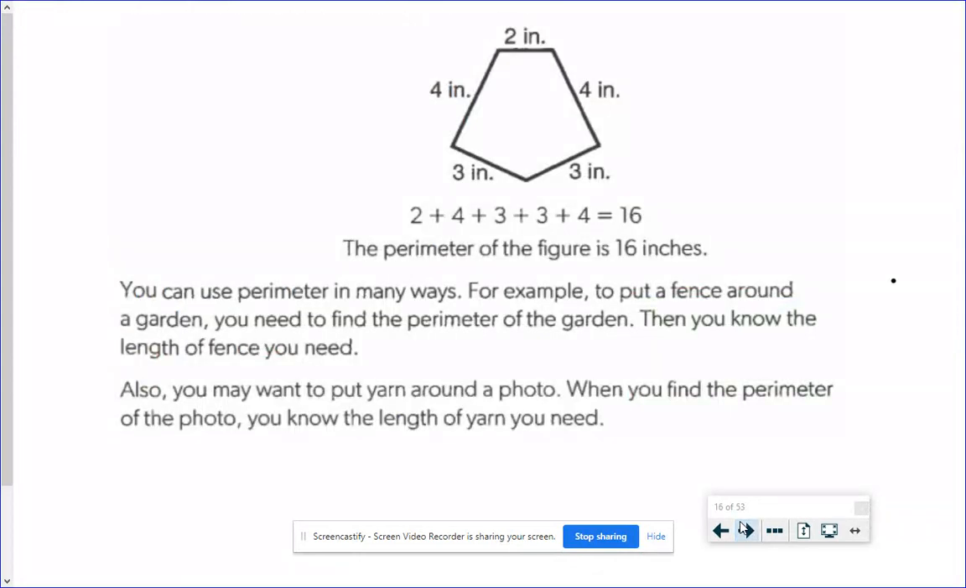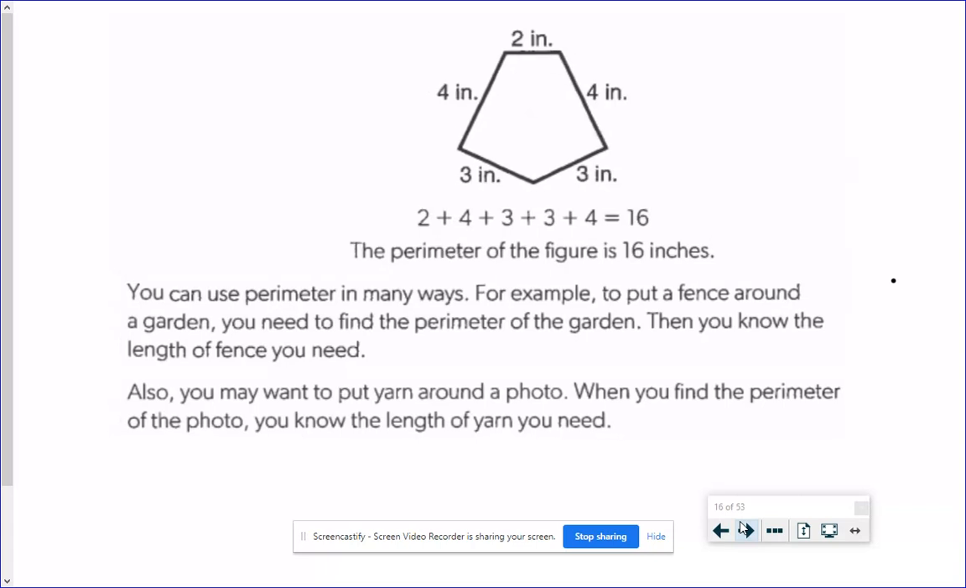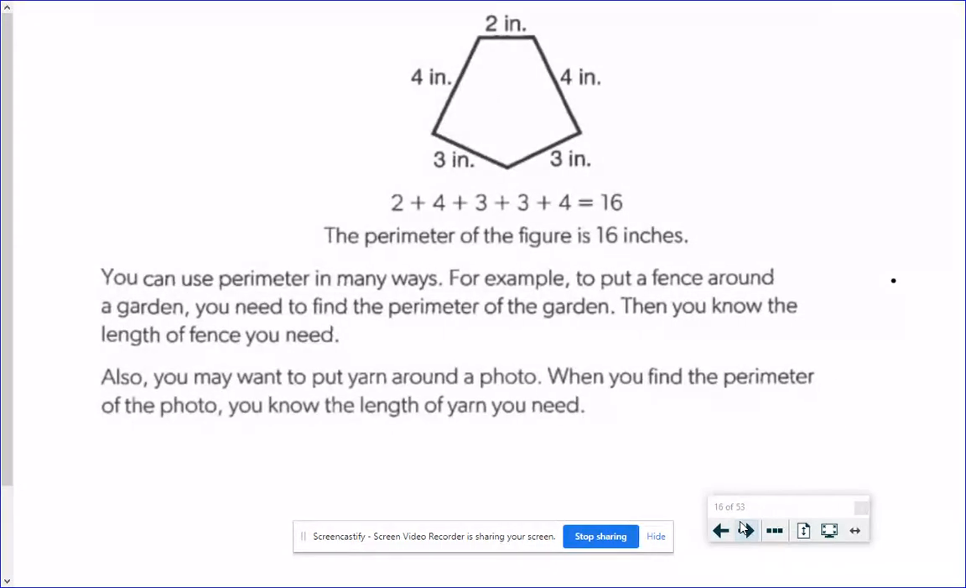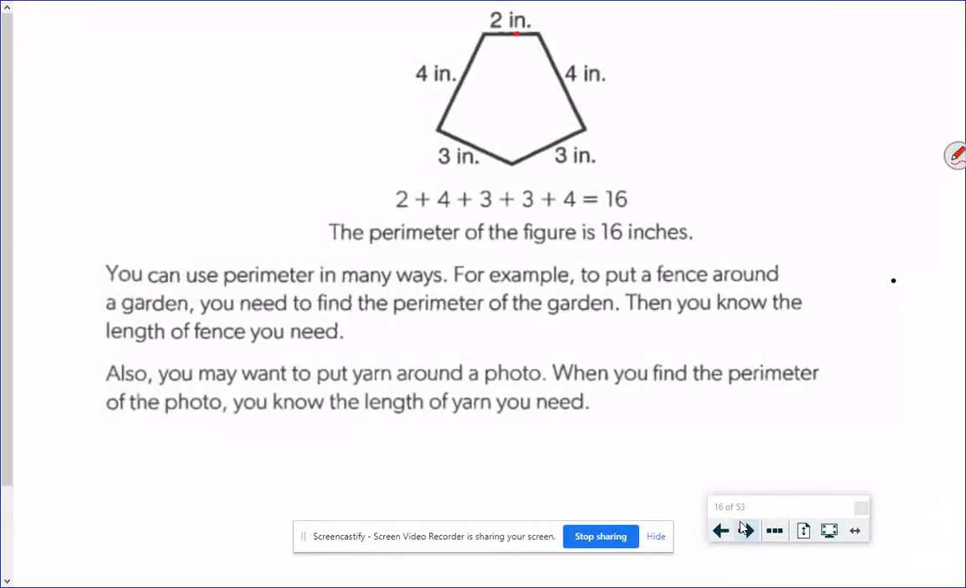Here's a shape that is a pentagon. It has 5 sides, a 5-sided figure. 1, 2, 3, 4, 5. So because it's 5 sides, you're going to add 5 numbers together since you're finding perimeter. Looks like they started at the top and just went around and made a number sentence, making sure they had all 5 of the numbers, and all of that added together is a sum of 16.